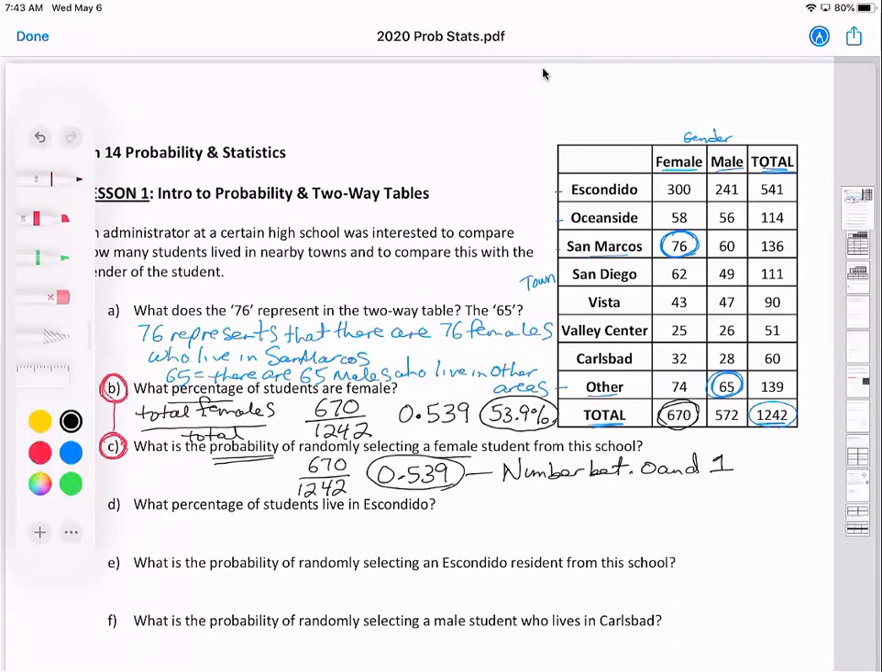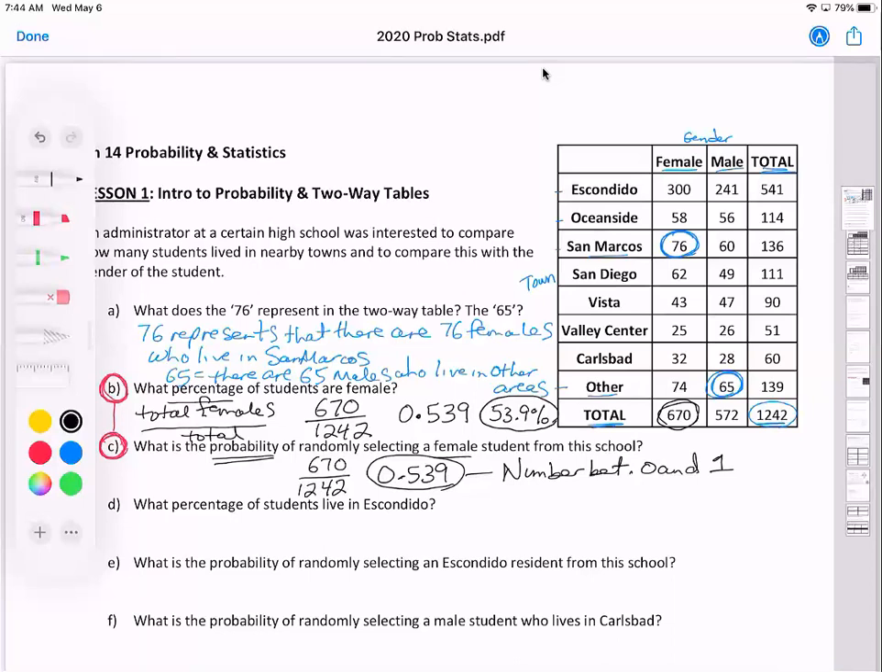Now, just as a side note, we say randomly selected, randomly selecting. That's just because, if I just said what's the probability of picking a female, then you might say, oh, 100%, there, right there, there's a female, pick her, 100%. That's not just selecting anyone that you come across, but actually picking them randomly. And how to do that effectively is something you talk about in later classes, to make sure it is truly random, rather than you just picking someone that you think might be random, but it isn't really random. But anyway, letter D, what percentage of students live in Escondido?